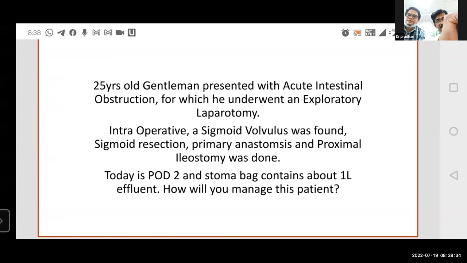So very good stoma care by a stoma therapy nurse, and educating the patient and his relatives, is very important. So what are the ways you take care of the stoma? Sir, what appliances are available in the market? Tell us a little about the appliances that are available in the market.